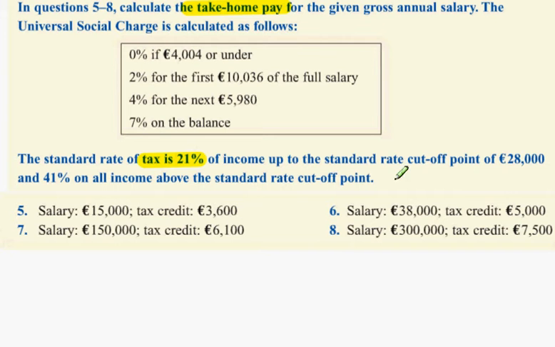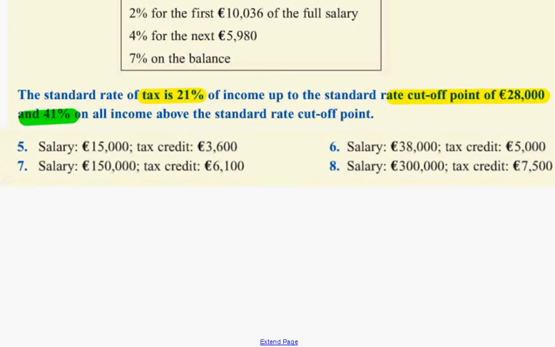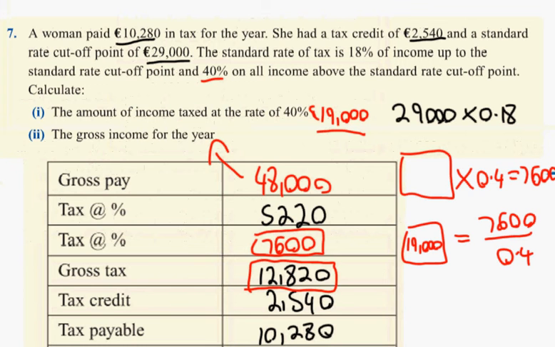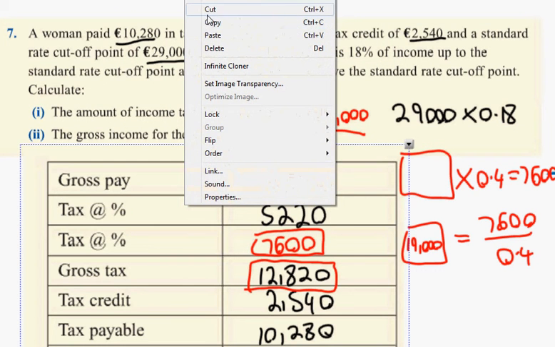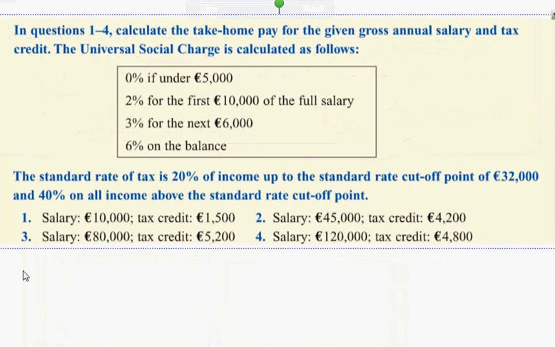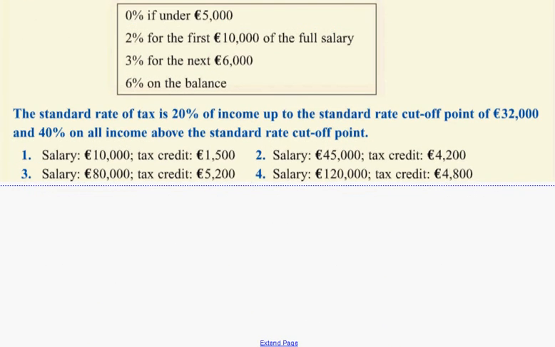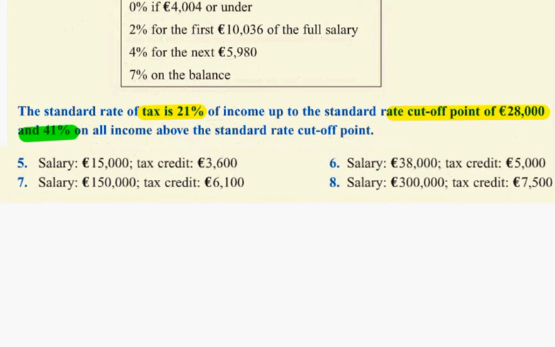21,000. Standard cutoff point is 28,000. Any money we make, whatever amount we make more than 28,000, will be taxed at 41%. So what we're going to do is the exact same thing we did the last two times. We're just going to get this system going here. I'm going to make one adjustment to the system, and the only adjustment is this.